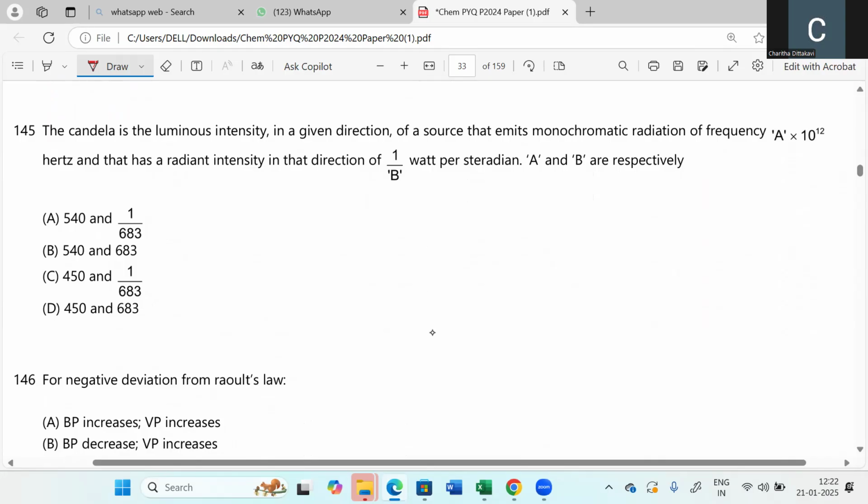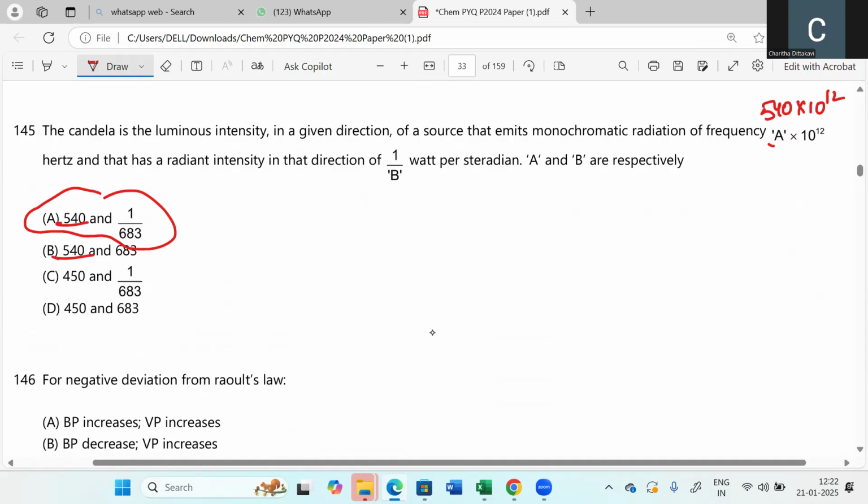Next, candela is the luminous intensity in a given direction of a source of light that emits monochromatic radiation and has a radiant intensity in that direction. This you should remember, bacha. 540 is the number which you should remember, 540 into 10 to the power 12 hertz. Okay, I have both the things as 540 and 1 by 683. 540 and 1 by 683.